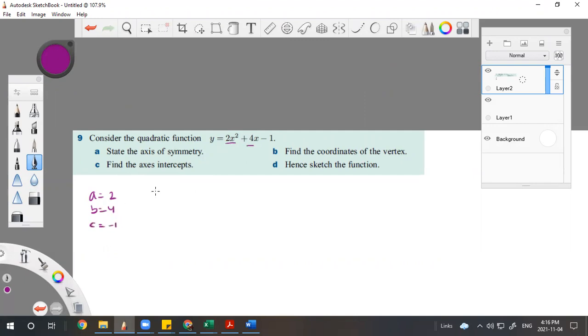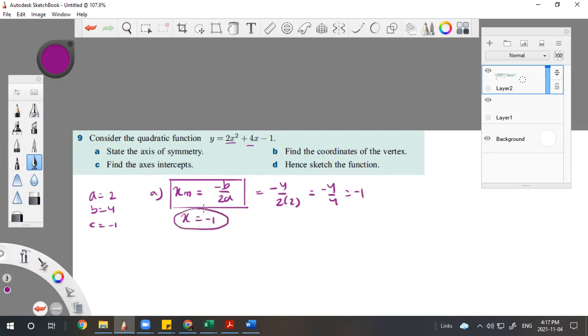The axis of symmetry formula will be xm, right? Negative b over 2a. This is the fixed formula that you need to memorize. So quite simple. Negative 4 over 2 times 2, right? So negative 4 over 4 is negative 1. So the axis of symmetry is x equals negative 1. Done. Find the coordinates of the vertex.